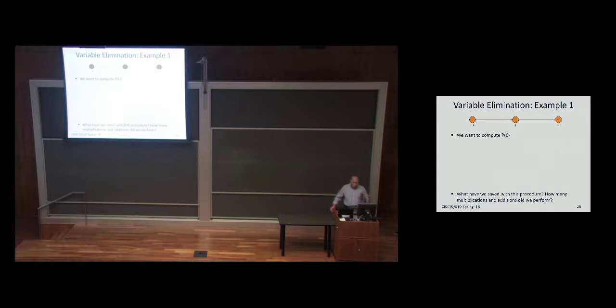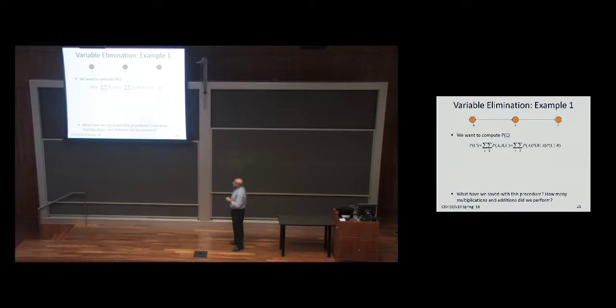So I want to compute P of C. What do I do? First of all, I'm going to write P of C as marginalization over A and B. Now, how do I write P of ABC? P of ABC for this Bayes net can be written as P of A, P of B given A, P of C given B. Okay? That's something that you should be comfortable with.